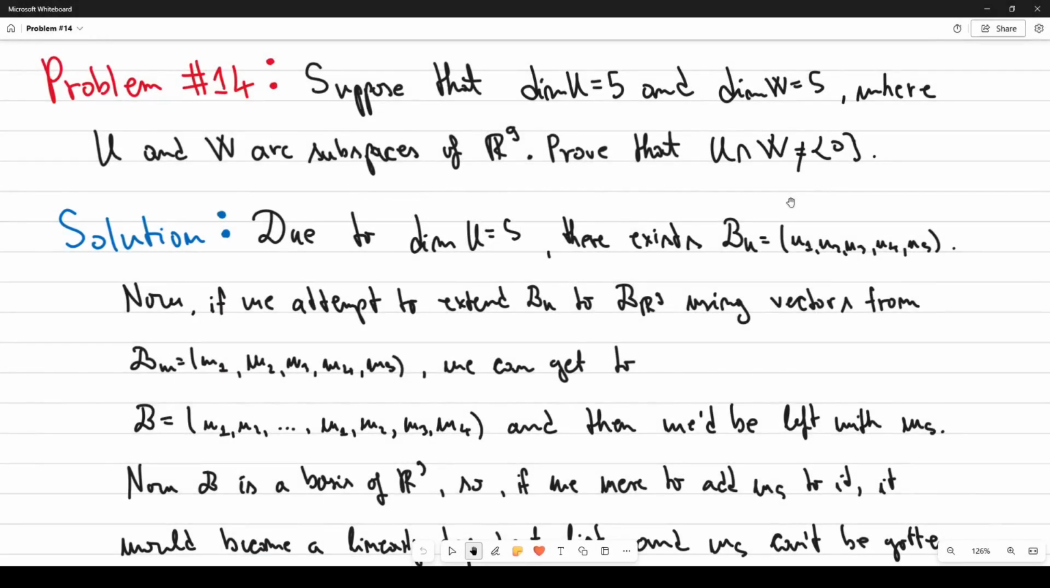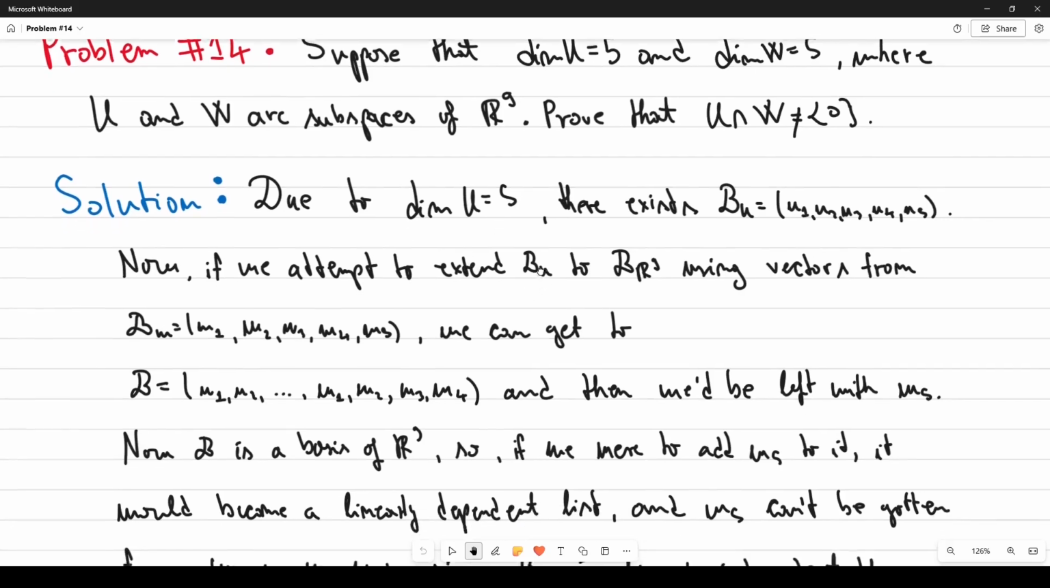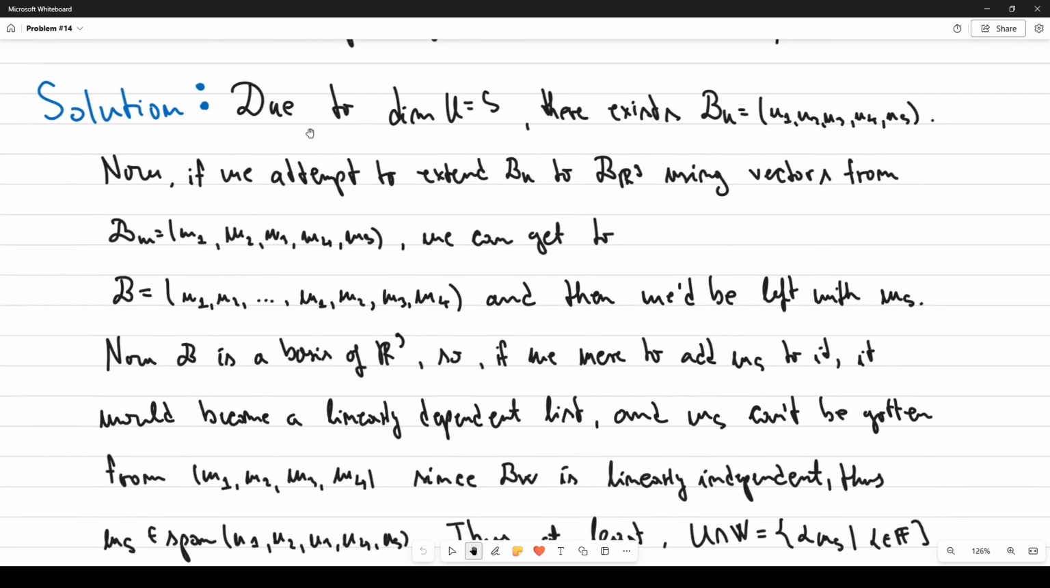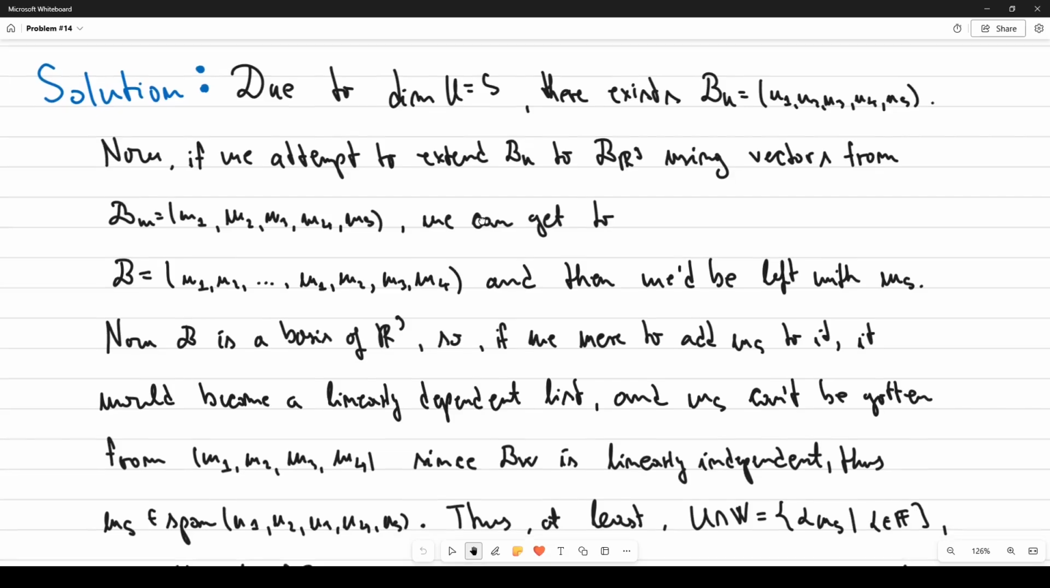Problem number 14. Suppose that the dimension of the subspace U is 5 and the dimension of W is 5, where U and W are subspaces of R to the 9th. Prove that the intersection is not of the following form, so it is not the vector space that only contains the 0 vector. Well, due to the dimension of U being 5, there exists a basis, so B of U, of these 5 vectors.